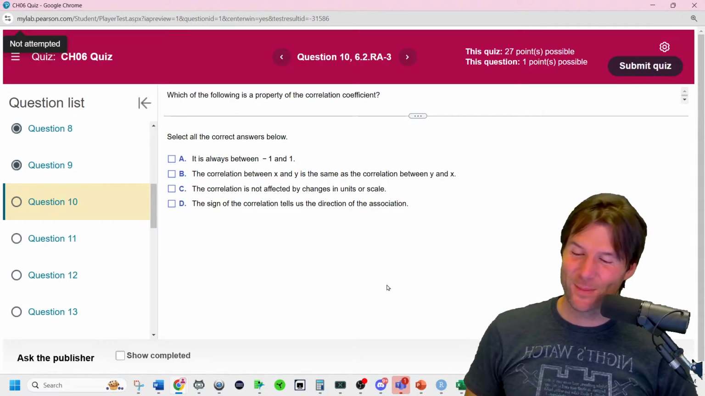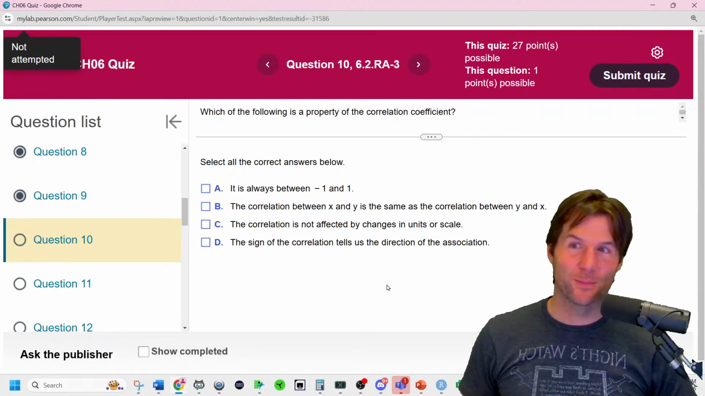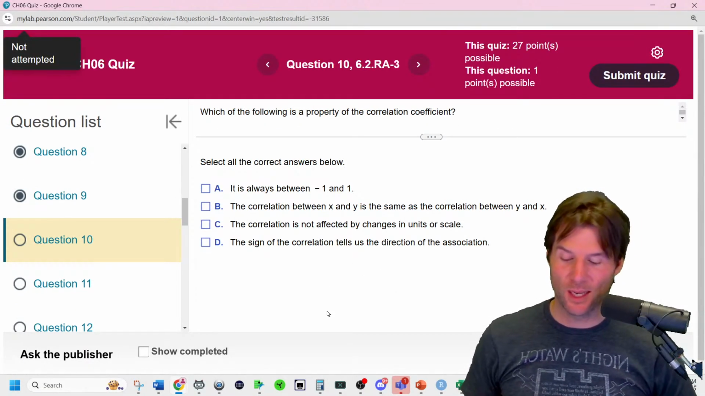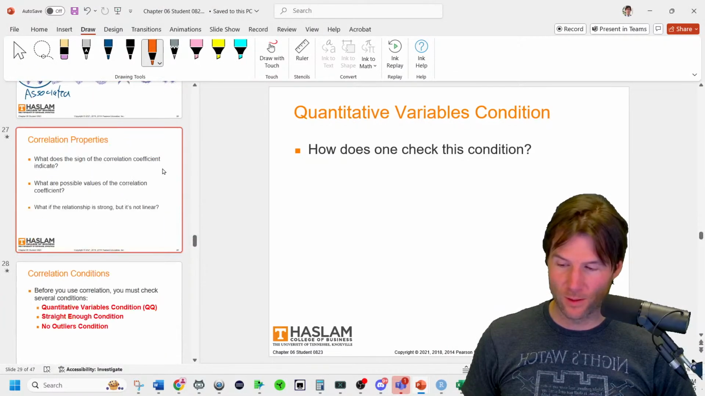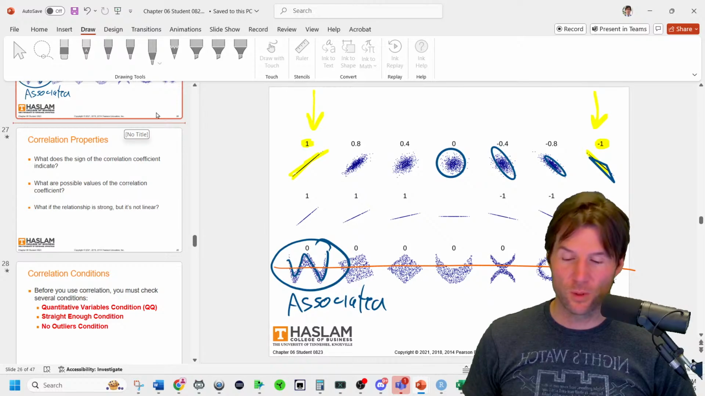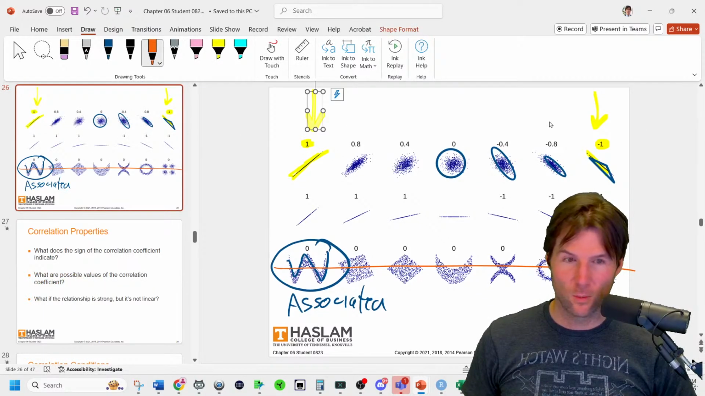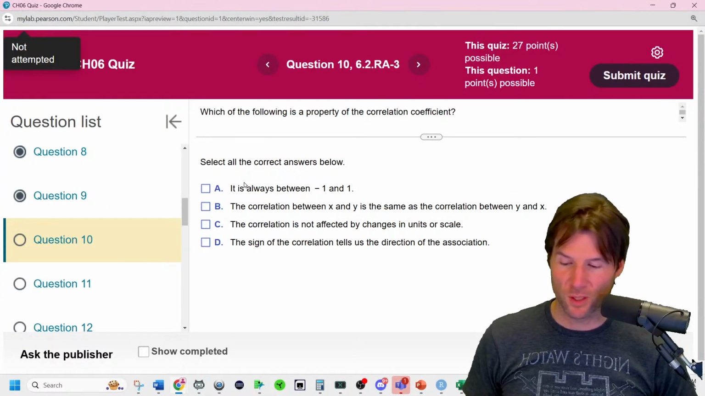Which of the following is a property of the correlation coefficient? Is correlation always between -1 and 1? Yes or no? Is correlation between -1 and 1? Oh, yeah. Negative. They're the same strength, too.